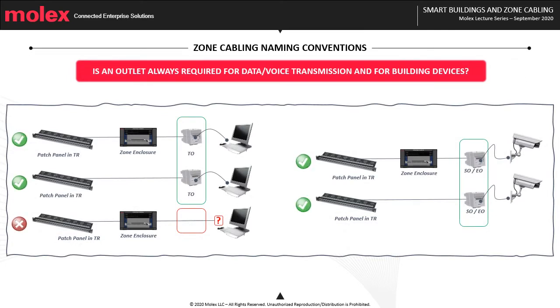Now, is a work area outlet always required for data voice transmission and for building devices? Well, an outlet for data voice transmission is always mandatory, whether or not a zone enclosure is present. For building devices, an outlet is not required.